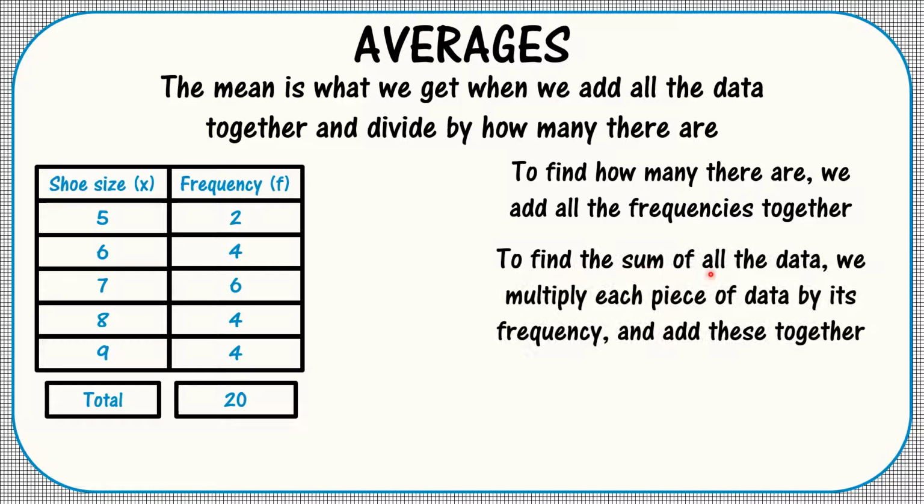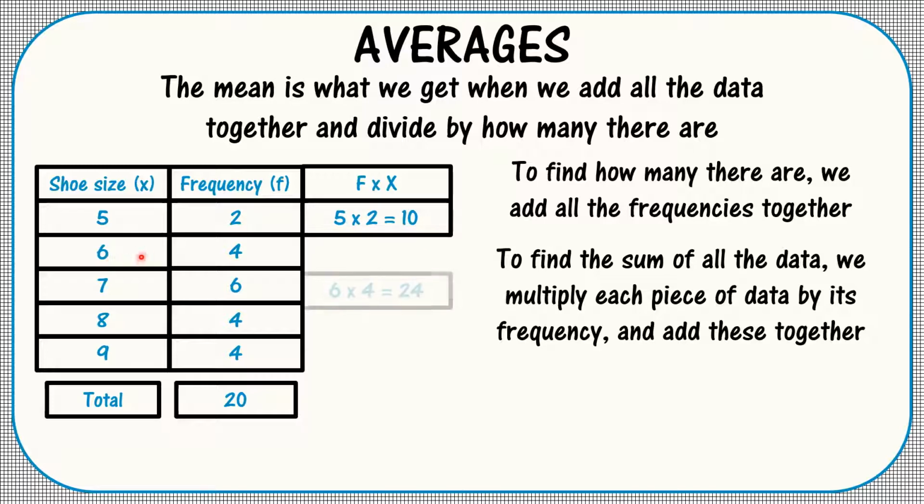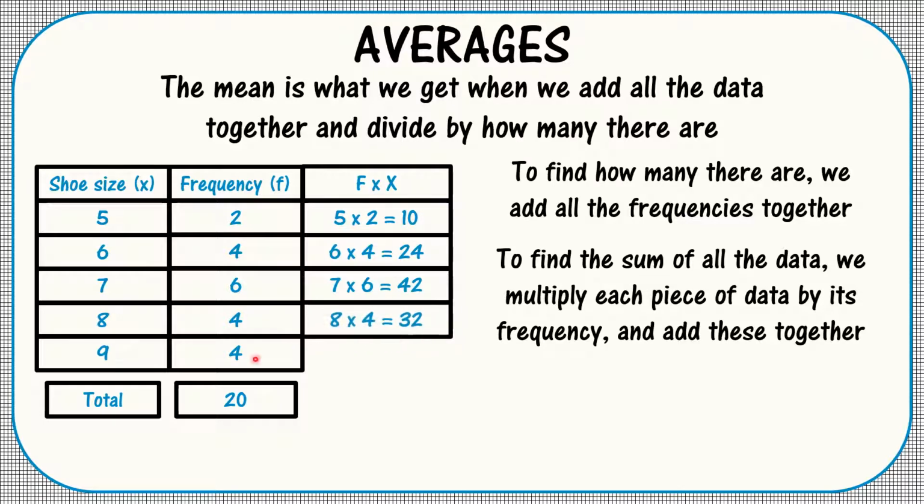To find the sum of all the data, we multiply each piece of data by its frequency and add these together. As this value is x and this value is f, what you do is f times x. So you do 2 times 5, which equals 10. You do 6 times 4, which equals 24. You do 7 times 6, which equals 42. You do 8 times 4, which equals 32. And you do 9 times 4, which equals 36.